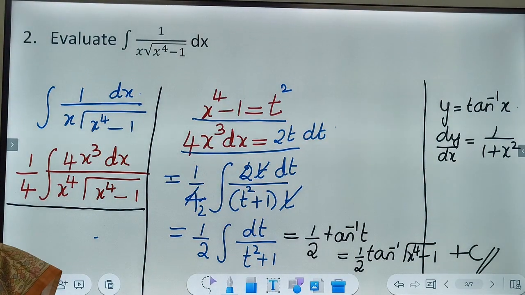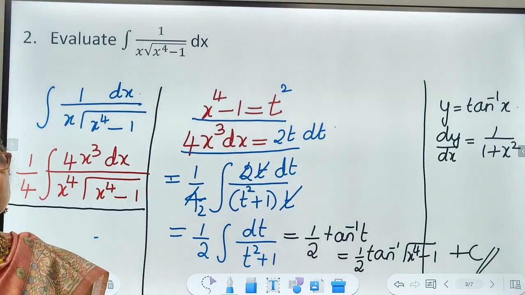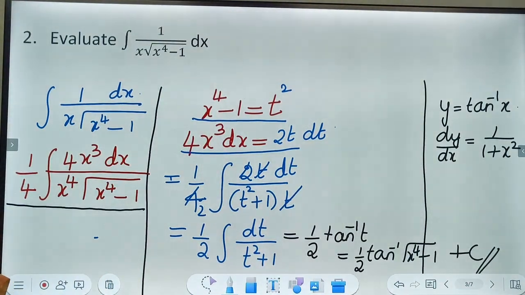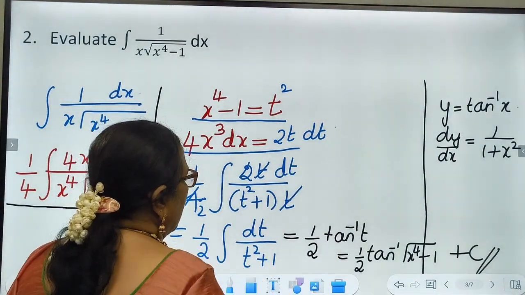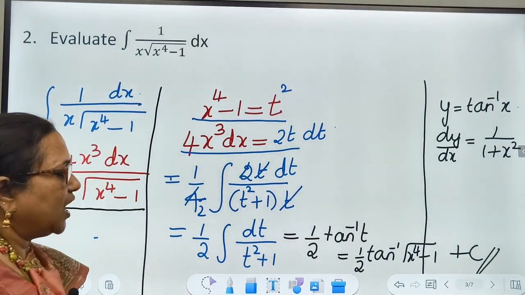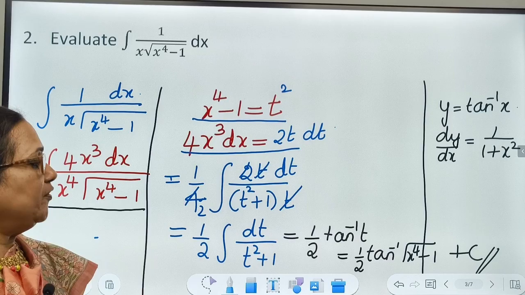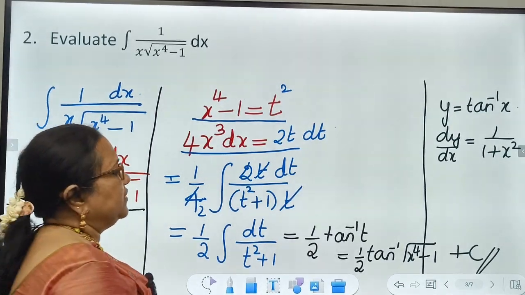Recognize that the derivative of tan inverse x is 1 by 1 plus x square. So the antiderivative of 1 by 1 plus x square will be tan inverse x. But here we have t, so half tan inverse t, which is half tan inverse root of x power 4 minus 1 plus c.